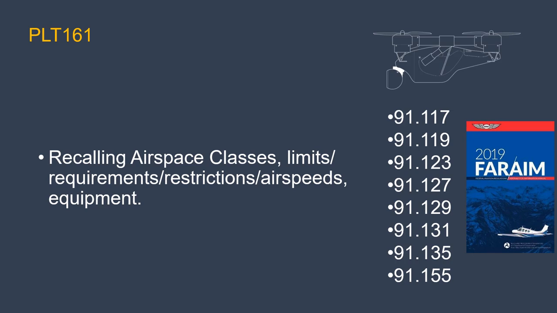Next on our list is PLT 161, Recalling Airspace Classes, Limits, Requirements, Restrictions, Airspeeds, and Equipment. The resource for this information is Part 91 in the FAA manual, specifically 91.117, Speed, 91.119, Minimum Safe Altitudes, 91.123, ATC Clearances, 91.127, 129, 131, and 135, Operations in Specific Airspace, 91.155, Basic Weather Minimums, and so on.